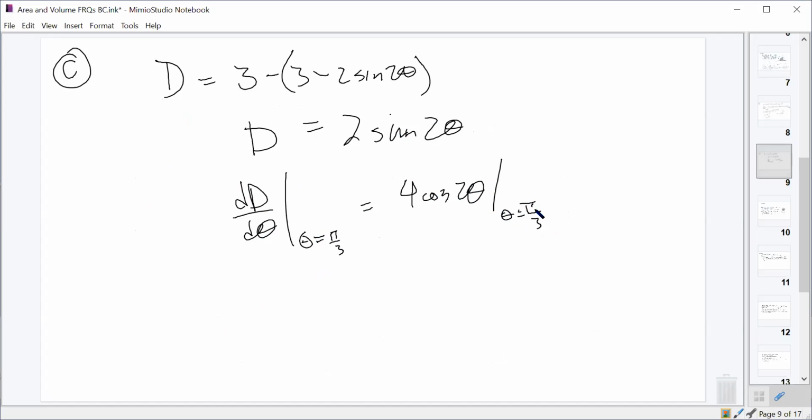Cosine of 2 theta is cosine of 2 pi over 3. Cosine of 2 pi over 3 is negative 1/2. And so we get negative 2. 1 point for having an appropriate expression for the distance, 1 point for the answer. Good or no? Any questions on that? Everyone's good?